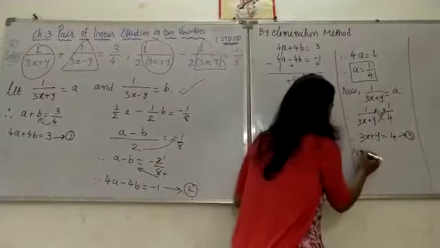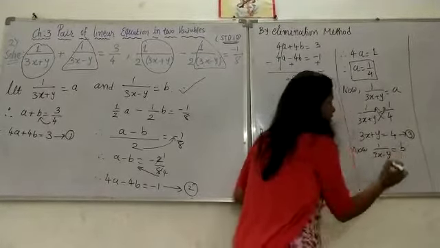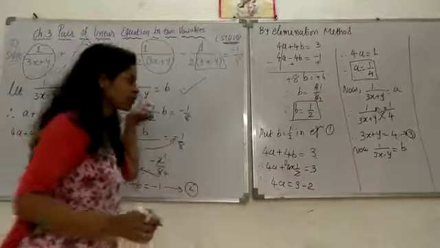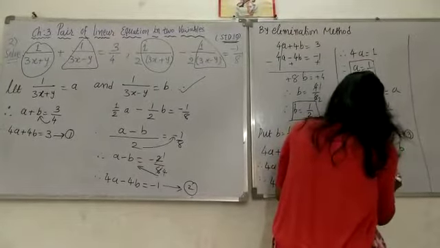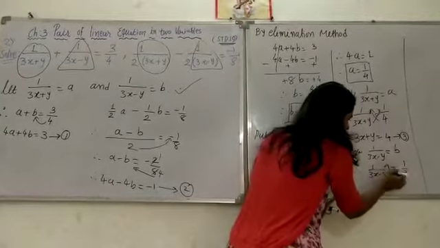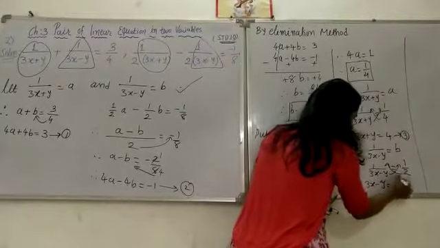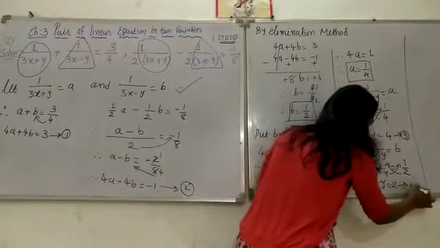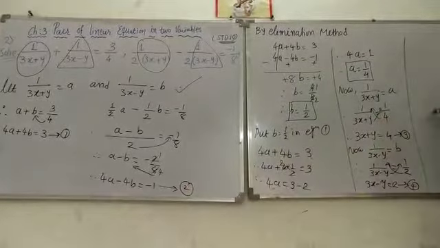Same way, now 1 upon 3x minus y is equal to b. Put the value of b. b is 1 by 2. So 1 upon 3x minus y is equal to 1 upon 2. Multiply 2 here and this here. So 3x minus y is equal to 2. This is your equation 4. Now again solve these 3 and 4 by elimination method.